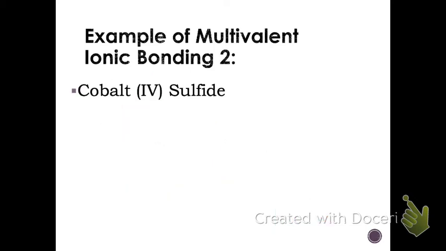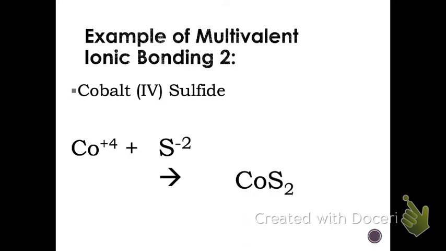So this next example is cobalt 4 sulfide. IV is 4. So this is cobalt 4 sulfide. That means that cobalt has a +4 charge. Sulfide we can figure out because it is in column 16. It's got a -2 charge. So just like before, we're going to figure out what combination of the ions is going to cancel out the charges. So I need 1 cobalt and 2 sulfides.